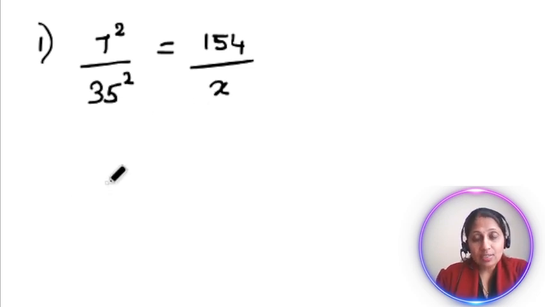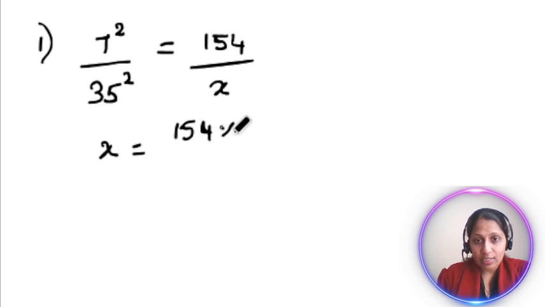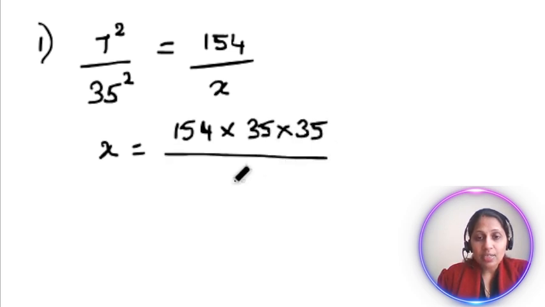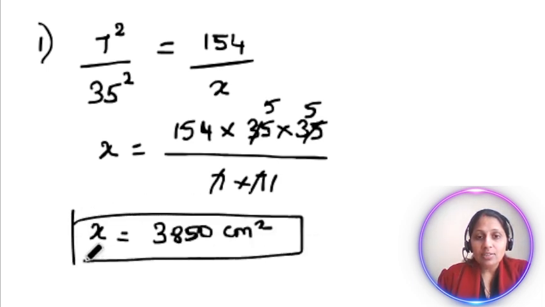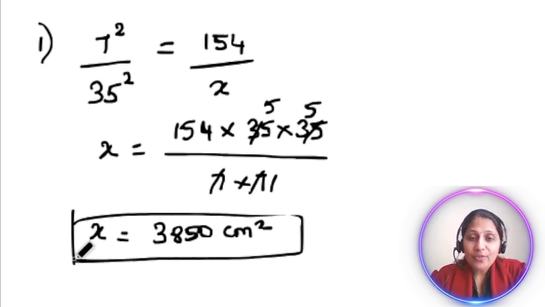Let's solve this using our algebra transposition method. So x equals 154 times 35 times 35 divided by 7 times 7. So 7 square I have written as 7 times 7. Let's cancel this. So you get 5 times 1, and this is again 5 times. So 154 times 25, which gives you 3850 centimeters square. So this is the answer for our very first question. And remember, for all the word problems, units are important.